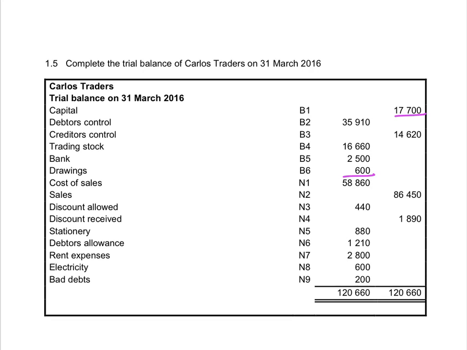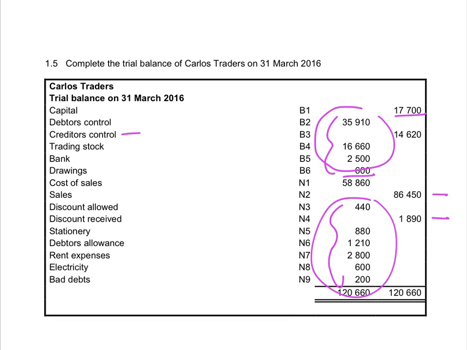Then your liabilities, that's creditors control or a loan, and all your income will always have credit balances. All the assets and all the expenses will always have debit balances. If the expenses and the assets are not on the debit side, it means that you made a mistake somewhere, and then you must go and look for the mistake.